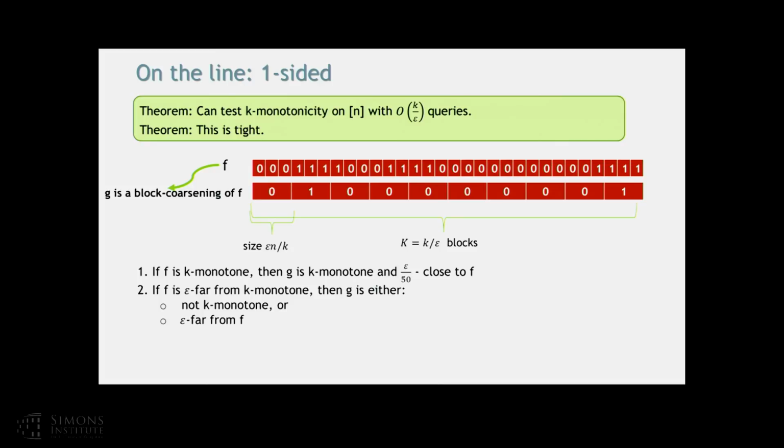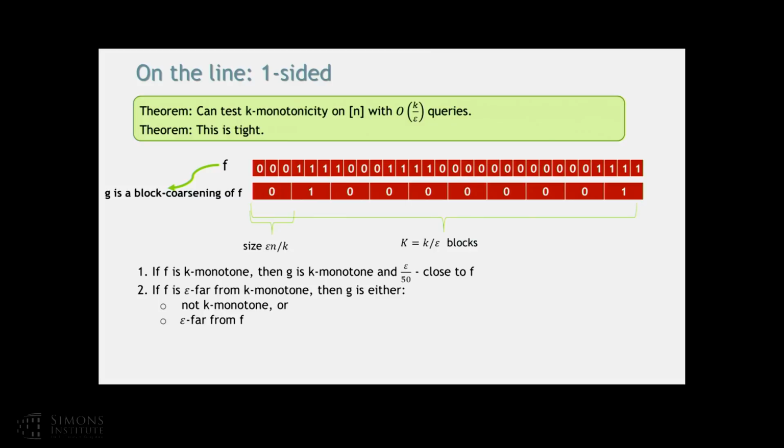If f is k-monotone, it can only change so many times, and so that means that many of its blocks have to really be constant. So G will get the right answer most of the time, except maybe at these change points where things might get a little fishy, but there can't be too many of those if f is really k-monotone. If f is far from k-monotone, and we block coarsen it, then either G itself is not k-monotone, or if G is k-monotone but f was far from being so, then f has to be far from G.